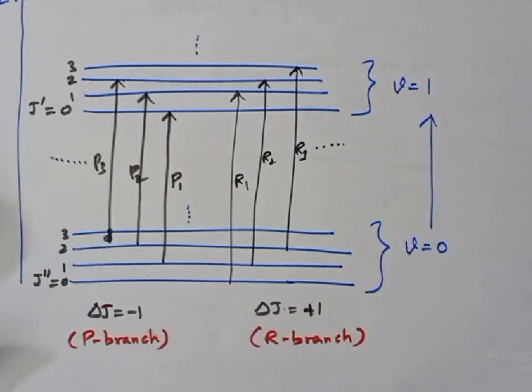Is this clear, students? Any doubt? No doubt, sir. Now, keep this point in mind. The first P branch line starts at J double prime? 1, sir. 1, very good. The first R branch line starts at J double prime? 0, sir.